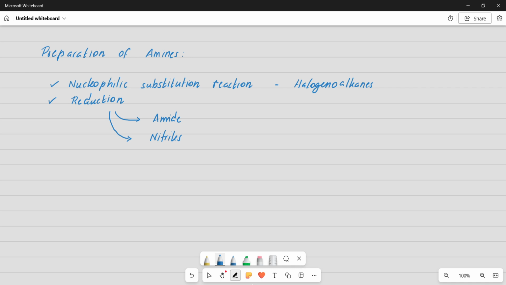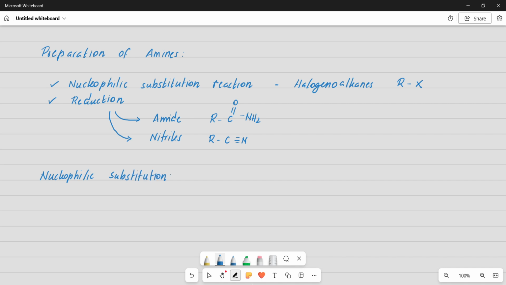Halogenoalkane looks like any alkyl group connected to a halogen. Amide group is any alkyl group connected to C double bond O NH2. Nitrile is any alkyl group connected to C triple bond N. So let us first start with the nucleophilic substitution.